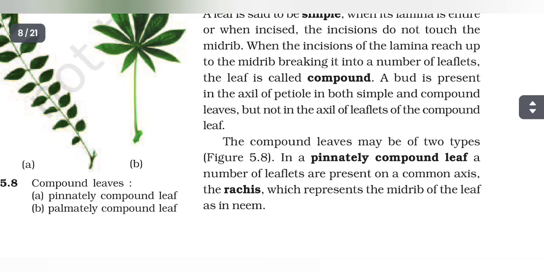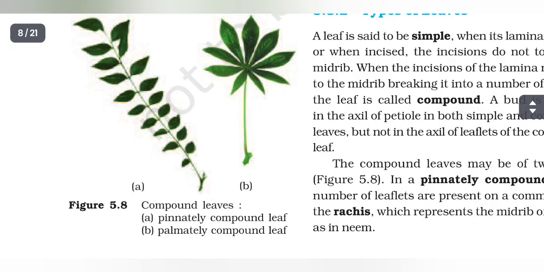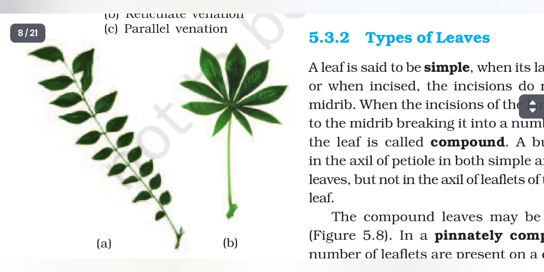In a pinnately compound leaf, a number of leaflets are present on a common axis, the rachis, which represents the midrib of the leaf, as in neem. This is an example of compound leaves. A is a pinnately compound leaf, B is a palmately compound leaf.